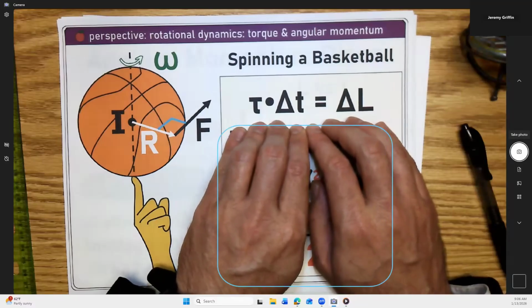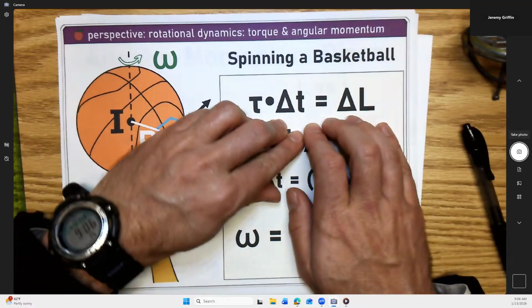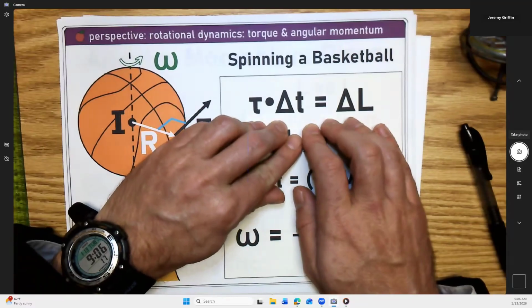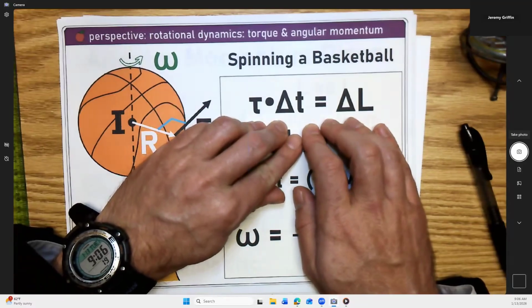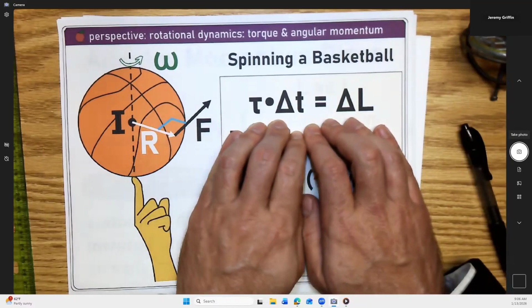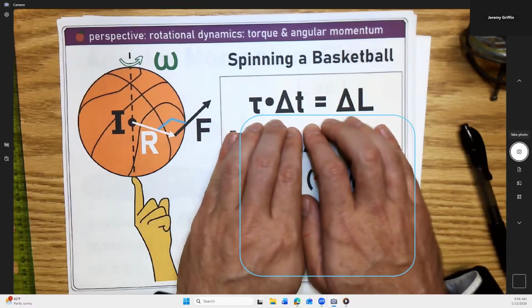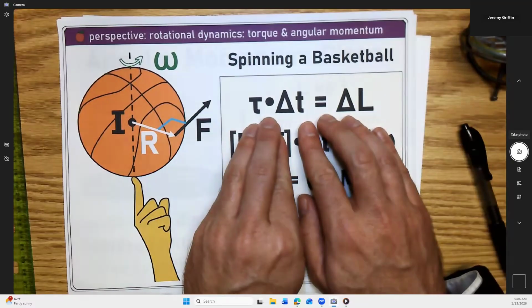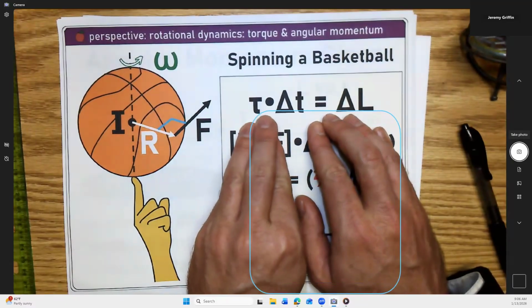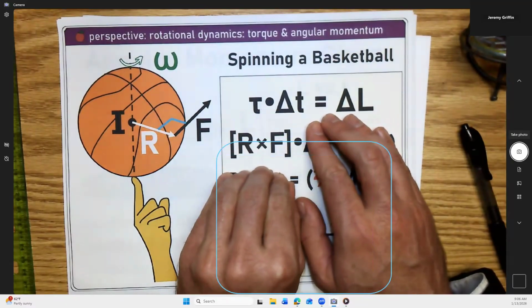We're going to make a series of substitutions, and the last step is going to say omega equals something. You guys see that? Omega equals something. Let's see if you can predict the next step, all the way down. What do you think I'm going to substitute for torque? What goes right there? R cross F.